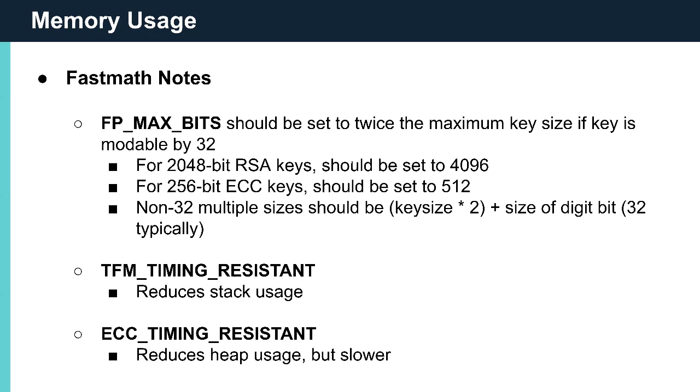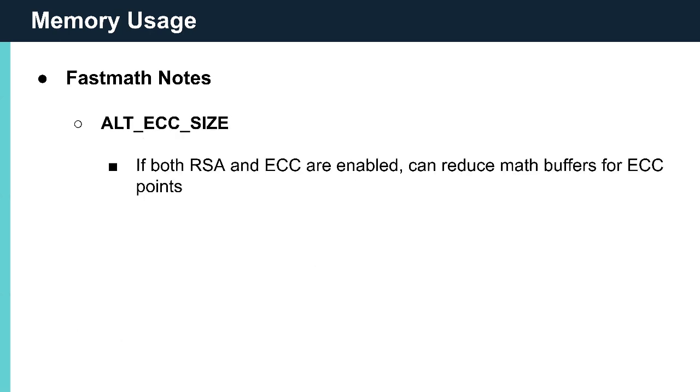TFM_TIMING_RESISTANT will help reduce the stack usage. It also enables some timing resistant code in Tom's fast math library. ECC_TIMING_RESISTANT does the same and also reduces the heap usage slightly. It's going to be a little bit slower with some of the added timing resistance. ALT_ECC_SIZE is a define that's helpful if you have both RSA and ECC enabled. It can help reduce some of the math buffers in the structures where we use ECC.